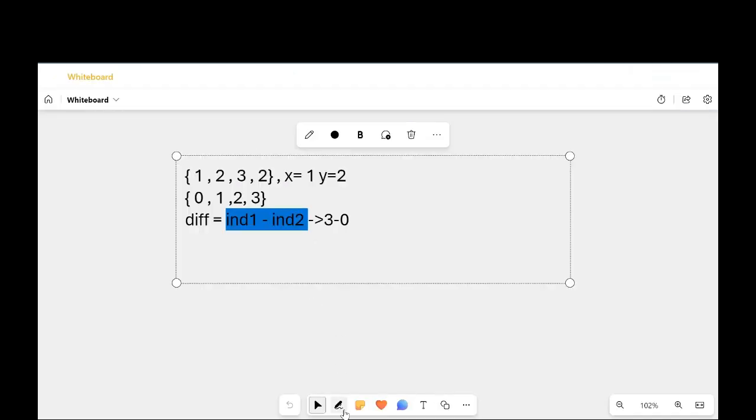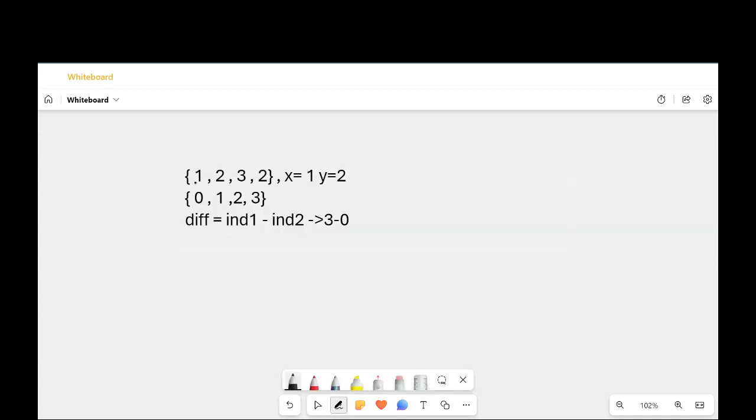So for example, if we have this particular question as input, the array is 1 2 3 2, and x and y are 1 and 2 respectively. So what is the distance, the index of these array elements? 1 is present at index 0, and the indices go 0 1 2 3, right? So what is the difference between the two indices? That is index 1 minus index 2, where index 1 is the index of x and index 2 is the index of y. We need to take the absolute value of this difference.